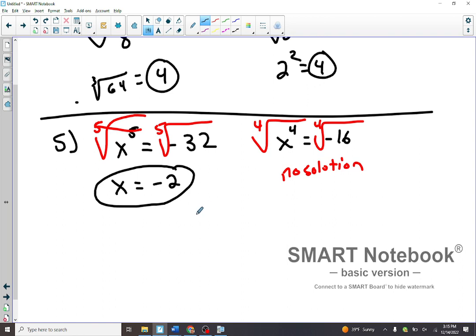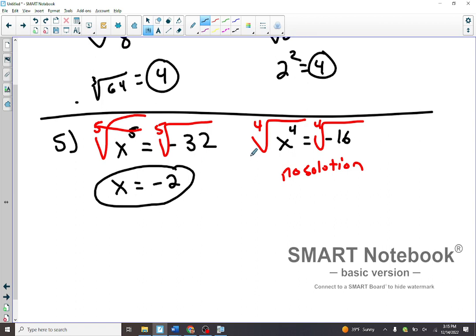What's the proof that an even root doesn't work? Let's say it's 9. 3 times 3 is 9. -3 times -3 is also 9. Give me a number that multiplied by itself gives -9. Is it possible? No. It's impossible for an even root.